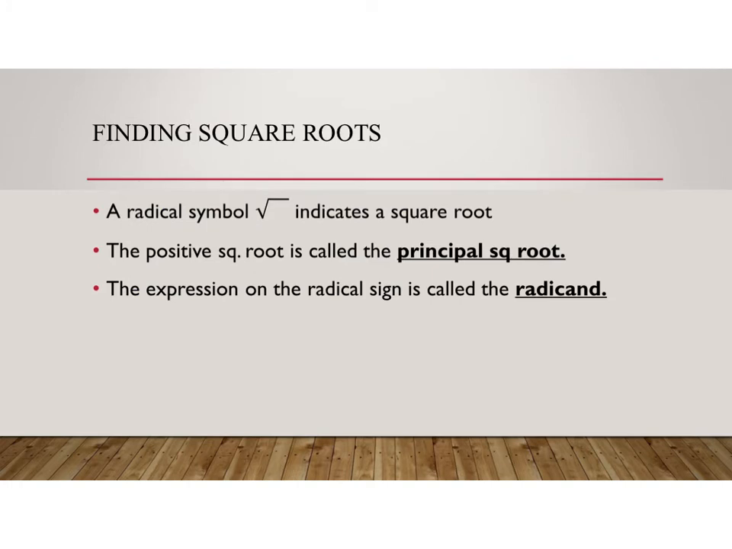So as we mentioned a few slides ago, a radical symbol, which is what this is right here, indicates that we're trying to find a square root. When we find the positive square root, this is what we call the principal square root. The principal square root is the one that you use most often. However, unless you're told otherwise, when you take the square root of something, you need to list both solutions, the positive and the negative. The expression that's under the radical sign is called the radicand. So whatever you put in this little spot down here inside of the square root, that is your radicand.